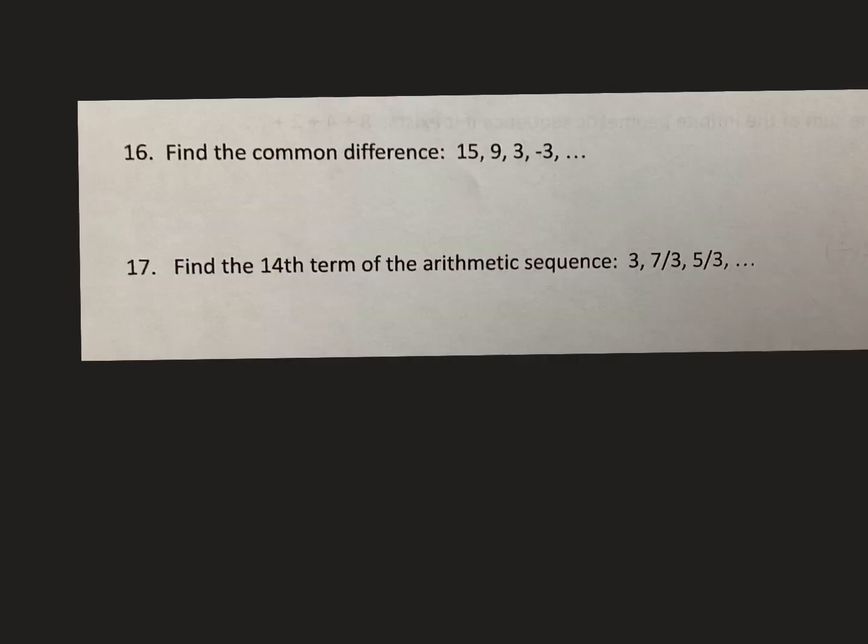And 16 to 17, review again. Find the common difference. These are arithmetic. The common difference on number 16, the numbers are going down by 6, so the difference is just -6. That's all you got to do there. Number 17, find the 14th term. Look back at the very top of your paper. I'm going to use this formula right here: first term plus n minus 1 times d, because it definitely says it's arithmetic.